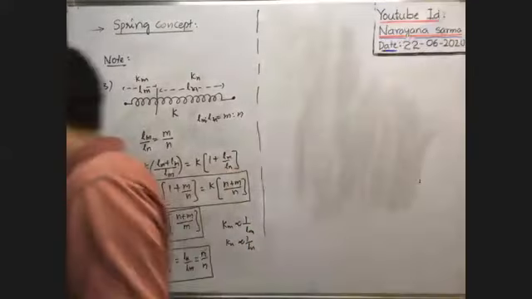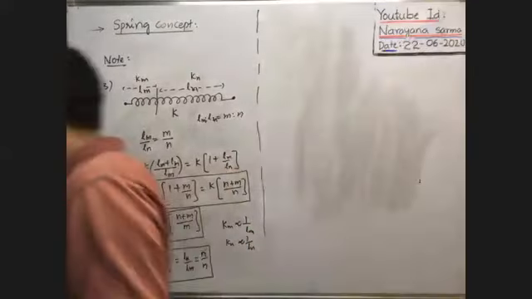Springs are connected in series means, suppose the given springs are connected so that one end of the spring is connected to the other end, as shown in the figure like this. Of course, here one end is fixed. The springs having spring constants K1 and K2 are connected end to end. That means the second end of one spring is connected to the first end of the other spring. Then they are said to be connected in series.